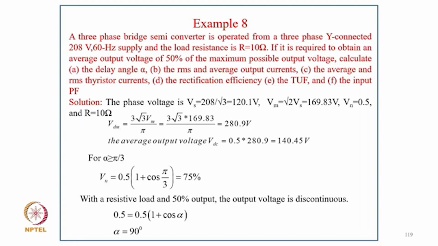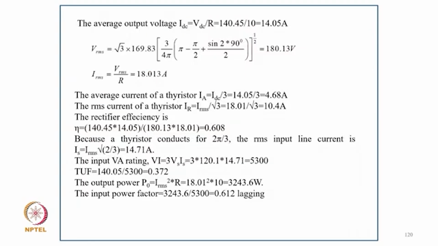So the solution, the phase voltage is Vs equal to 208 by root 3, 120.3, Vm equal to root 2 Vs, that's 169.83, R equal to 10, so VDM equal to 3 root 3 Vm upon pi, that becomes 280.9 volt, and average voltage VDC 0.5 times this, 140.45. For alpha greater than pi by 3, Vn equal to 0.5 in bracket 1 plus cos pi by 3, that is 75%, and for the resistive load and 50% output, the output voltage is equal to 0.5 into 1 plus cos alpha, that is alpha equal to 90 degrees.